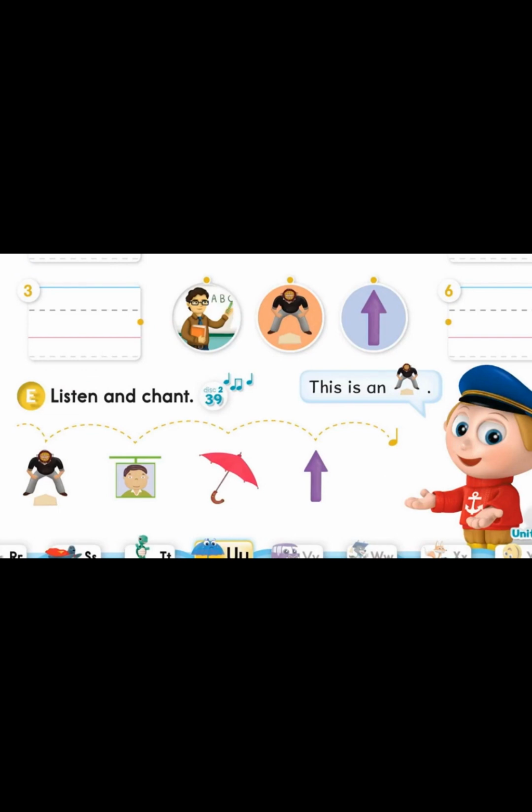Page 69. E. Listen and chant. Umpire, umpire. Uncle, uncle. Umbrella, umbrella. Up, up, up. Umpire, uncle, umbrella, up. This is an umpire. This is an uncle. This is an umbrella. This is up.